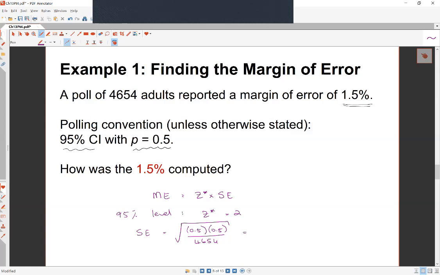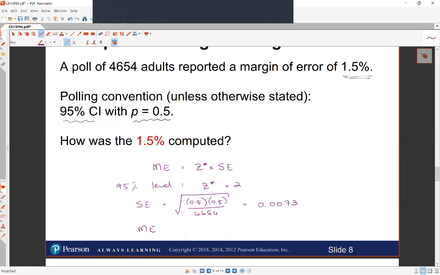And when I take the square root, I get a standard error of 0.0073. So this means my margin of error is given by 2 times this 0.0073 value. And if I do that multiplication, I get 0.0147 or 1.47%. So if we round that to 1 decimal place, that's where the 1.5% comes from.